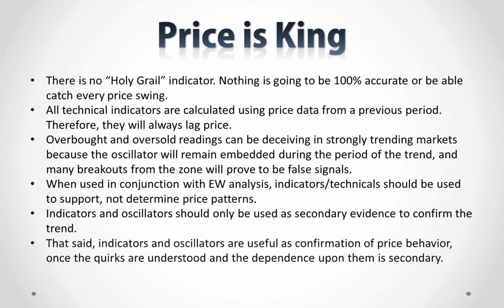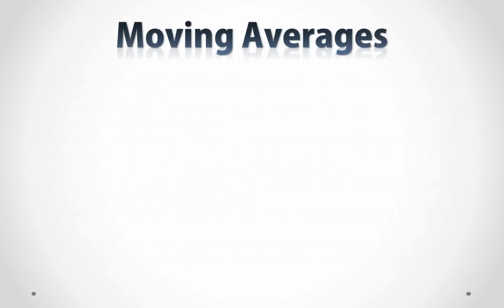With that said, indicators and oscillators are useful as confirmation of price behavior, and once the quirks are understood and the dependence upon them is secondary, they can very successfully be added into a trading plan and help you make trading decisions such as entries and exits, or where to place stops, things like that. So let's go ahead and get into them.